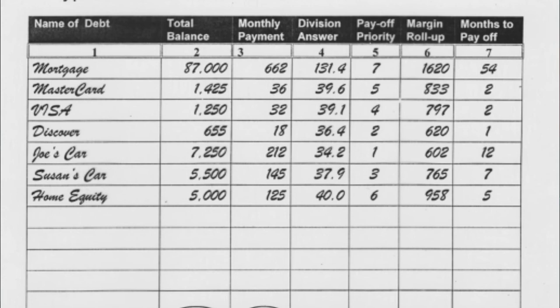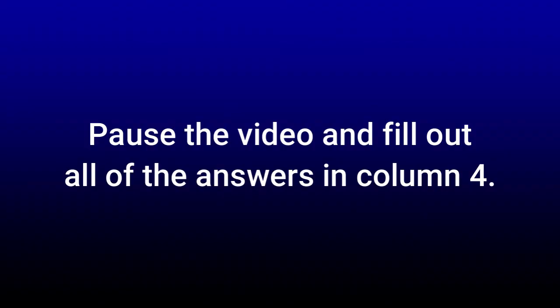Everybody understand what you're doing here? You take column 2 divided by column 3, and write the answer in column 4. Okay, how's it coming? We getting close? All right. So we now have column 4 filled out.